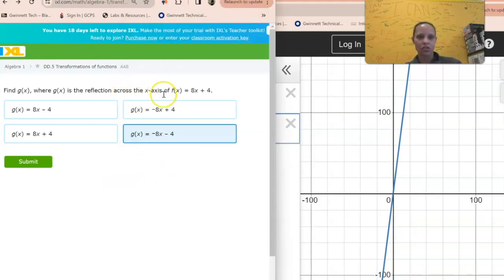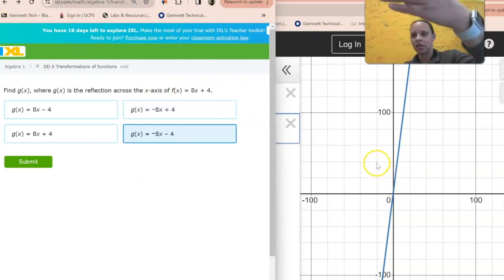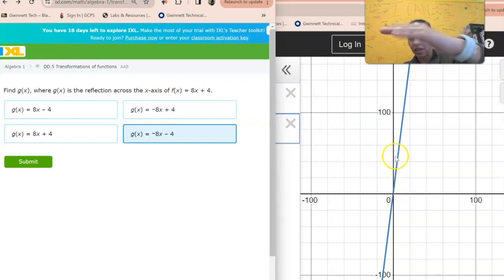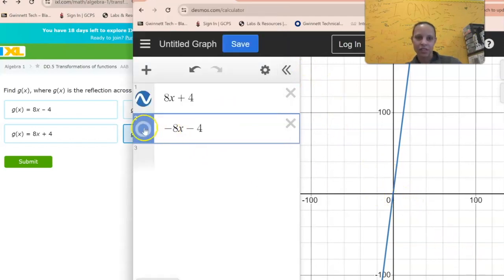So this is a reflection over the x-axis, which means you fold it over the x-axis. So this line right here, when you fold it over, it should come over here. And this line should come over here. So it should look like this. It should make like an X going through 0, 0. So let's see if it does that. Yes, it does. Yay. So we're right.